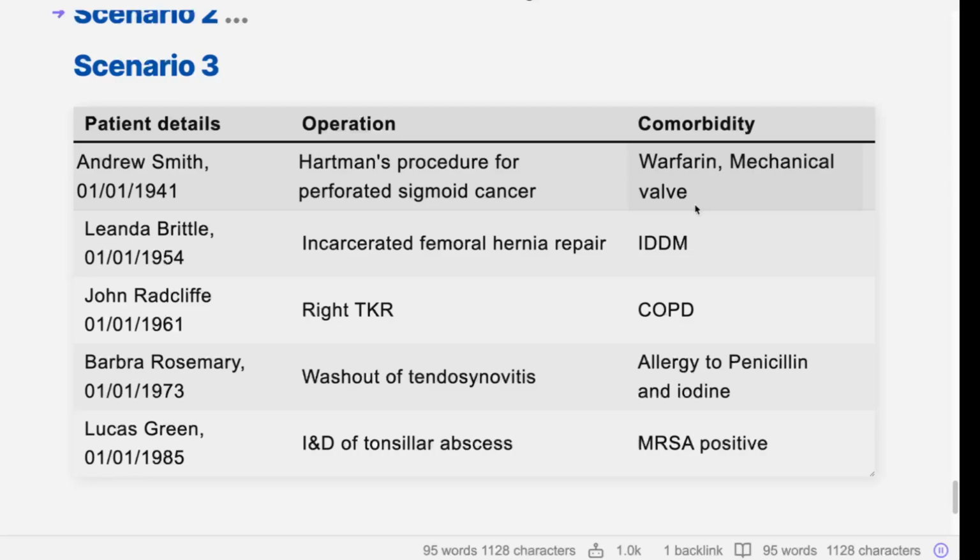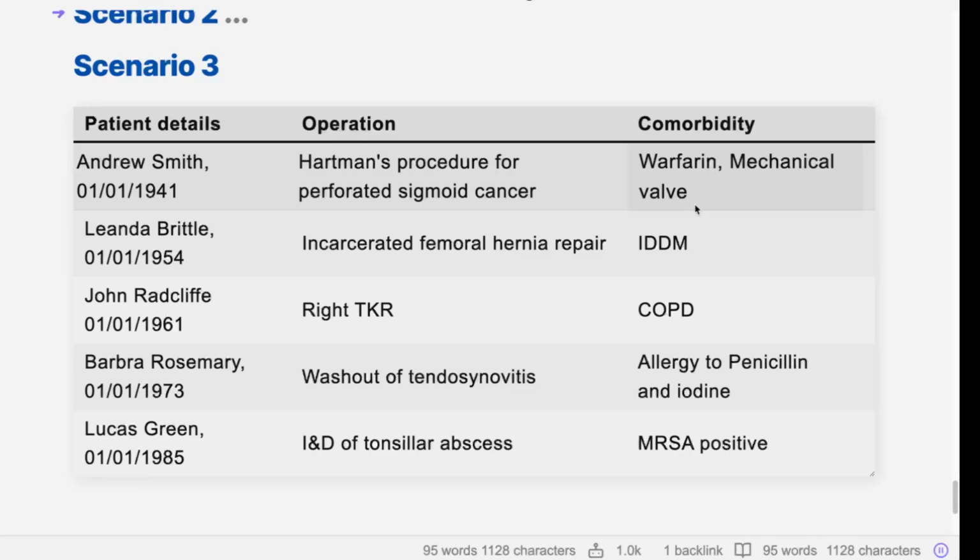We have also another urgent case with potentially incarcerated hernia, and they are diabetic, and this means they need to be prioritized as first on the list. But that will not be my final decision. I'll continue analyzing the cases. We have a washout who's allergic to penicillin and iodine, but of course we can sort the penicillin allergy by giving another medication, and the iodine by using chlorhexidine.